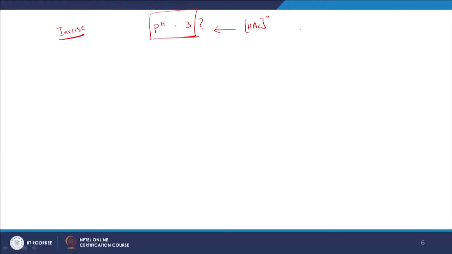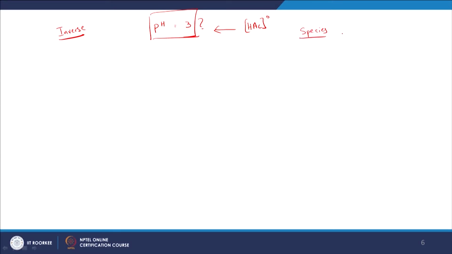Why is that? Because I know that the pH, at least one of these variables, which is H plus, the pH is 3. I know one particular variable, but I did not know the initial variable, and that is HAC naught. So I am going to play around with this and we can solve it accordingly. It's going to be more or less the same case. You are going to define the same species.